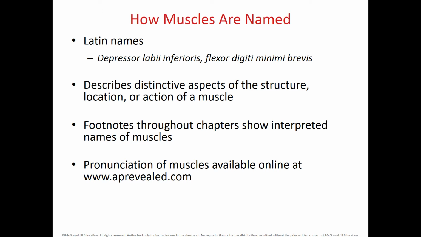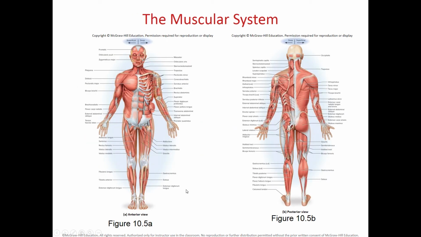And then if you want to learn a little bit of the pronunciation, there is a site that you can go and look at, so it can help you a little bit. So this is the muscular system, the anterior view, and this is the posterior view. We're going to see right now the overview of all the names of the muscles, but we will see the individual muscles by region.